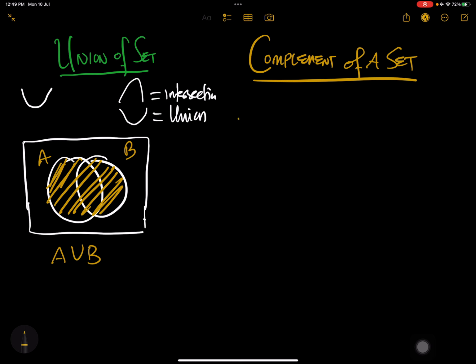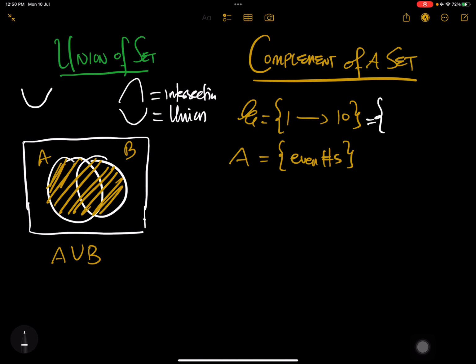So let's say you have a universal set of numbers 1 to 10. And then we have the set A, which are only, let's say, even numbers. So what it means is our universal set is 1, 2, 3, 4, 5, 6, 7, 8, 9, and 10. That's our universal set. And then our even numbers are going to be 2, it's an even number, 4 is an even number, 6 it's an even number, 8 it is, and 10.